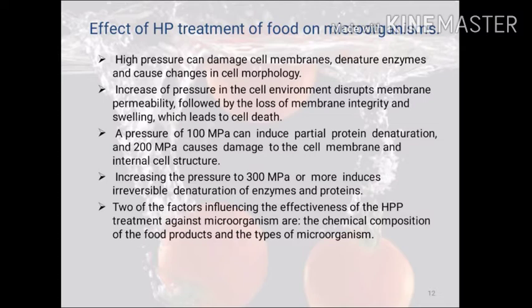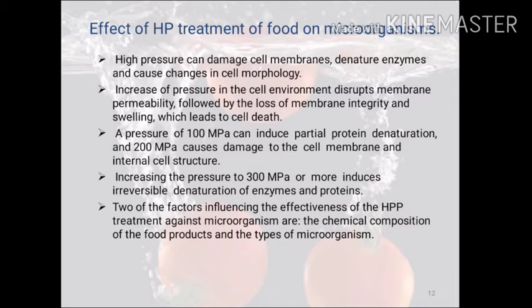Next comes the effect of high pressure treatment of food on microorganisms. High pressure can be utilized either as a cold pasteurization process or in combination with thermal energy for pasteurization. High pressures can damage the cell membranes of microorganisms, denature enzymes, and cause changes in cell morphology. The increase of pressure in the cell environment disrupts membrane permeability, followed by the loss of membrane integrity and swelling, which leads to cell death.